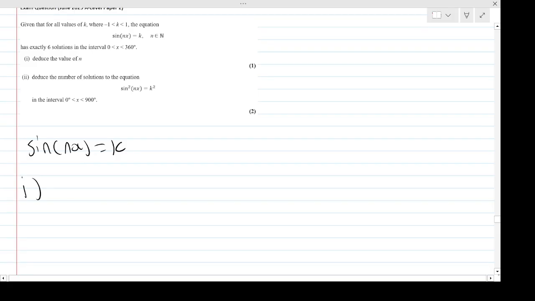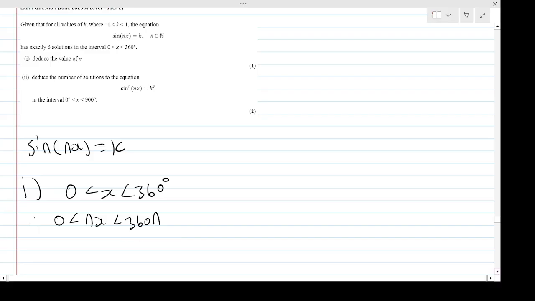So first of all, we've got our interval. Remember, we don't have x, we have nx, so we need to adjust for that. So we have x between 0 and 360. Therefore, if we multiply by n, we would have nx between 0 and 360n degrees. So it's a multiple of 360, this n, at 360n here.